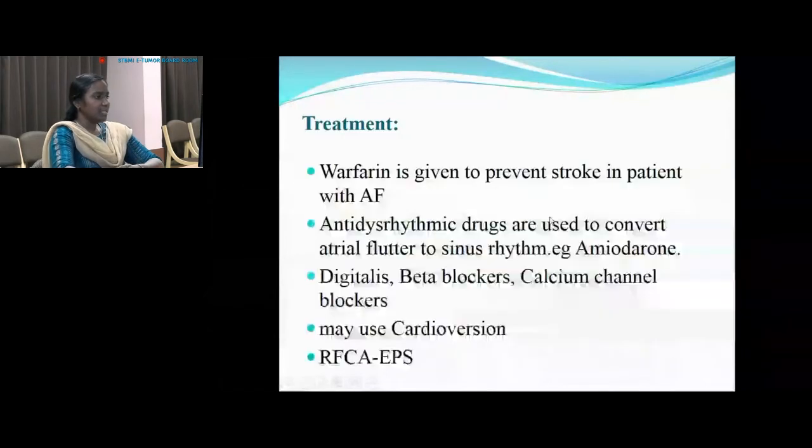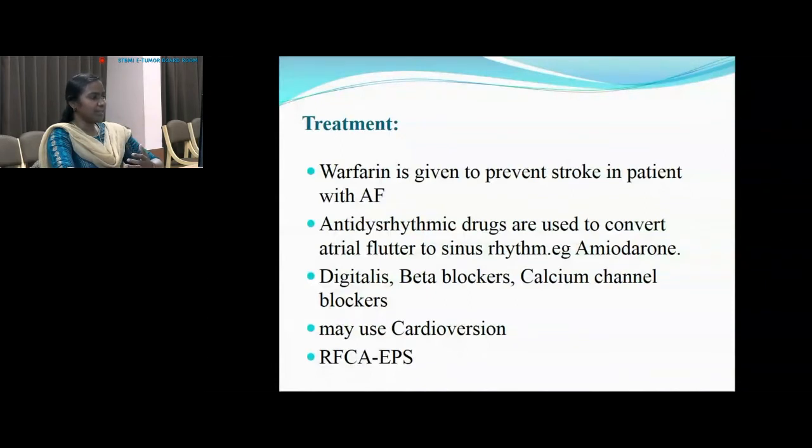Treatment: warfarin is given to prevent stroke in a patient with atrial fibrillation, because stroke is the most common high-risk, yet preventable, complication, we can say. Once we observe the patient goes into atrial fibrillation, blood clots can form easily, so that should be treated by anticoagulant therapy, and anti-dysrhythmic drugs should be used to convert flutter to sinus rhythm.